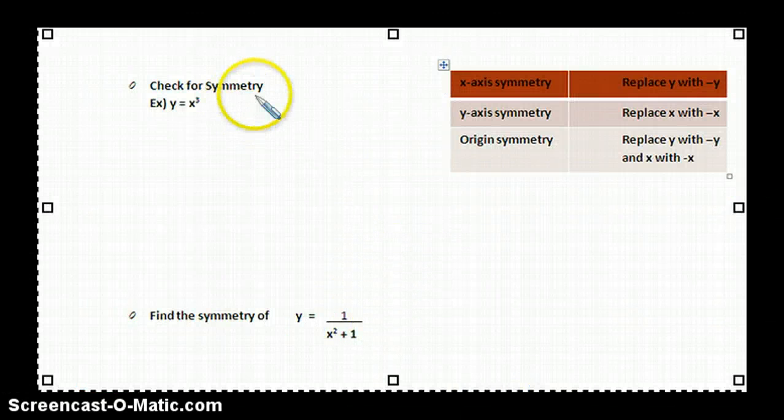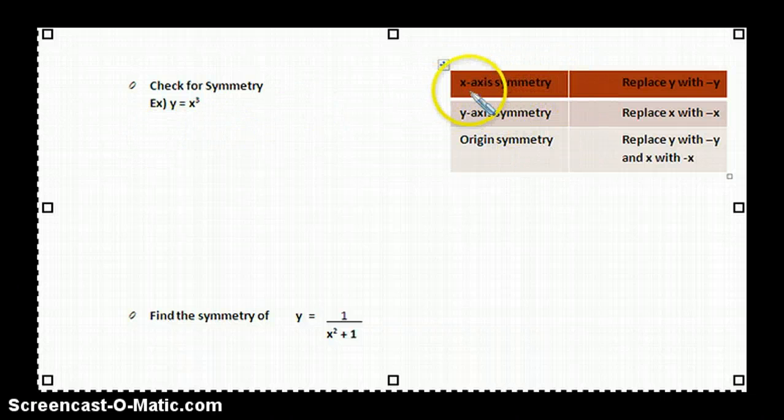Alright, the next concept we're going to discuss is identifying where graphs are symmetrical. And so I've given you a chart here to help you figure out algebraically how to show symmetry. It's very easy to look at a graph and see symmetry, but if I ask you to do it algebraically, you're going to do a couple different checks.